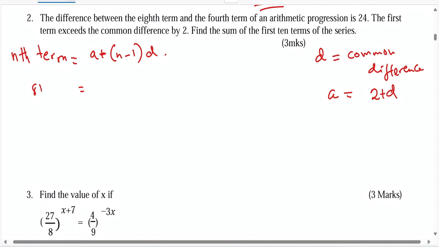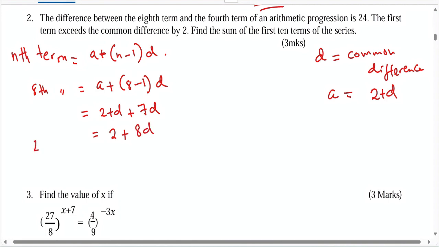So let's search for the 8th term. And how do you get the 8th term? So you say that a plus 8 minus 1, pale ambapo kuna n tutaweka 8 times d. Okay, but now you say that your a is just the same as d plus 2 or 2 plus d. 8 minus 1 is just 7, and 7 times d is 7d. So if you collect the like terms, 2 plus d plus 7d is 8d. So that's the 8th term.